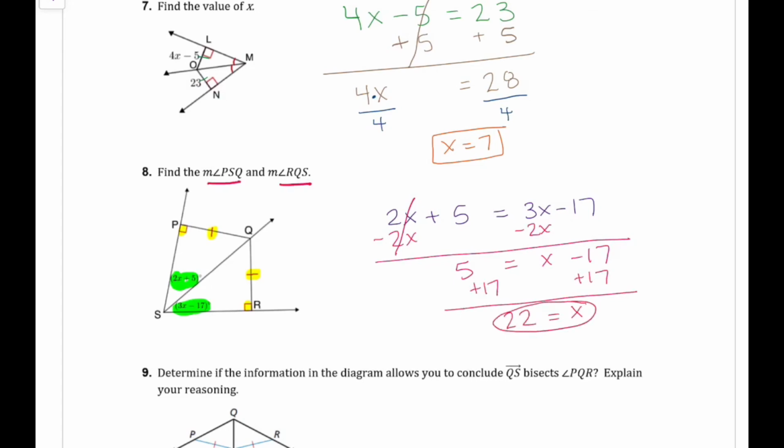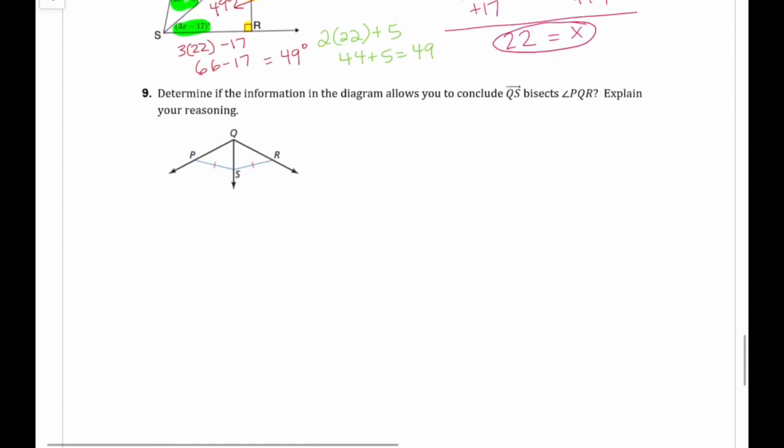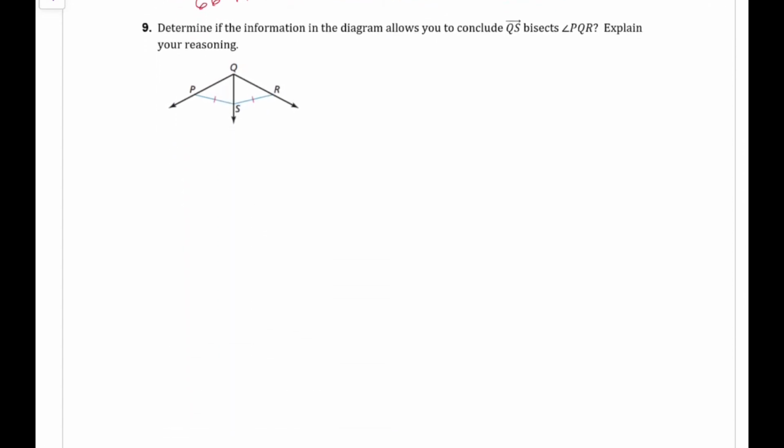But I'm trying to find the measure of both of these angles. So if I take my 22 and plug it into 2x plus 5, I get 44 plus 5 is 49 for the top angle. And let's just do it for the bottom angle just to make sure we're correct. 3 times 22 is 66 minus 17 gives us 49. So both of those would be equal. They'd both be 49 degrees.